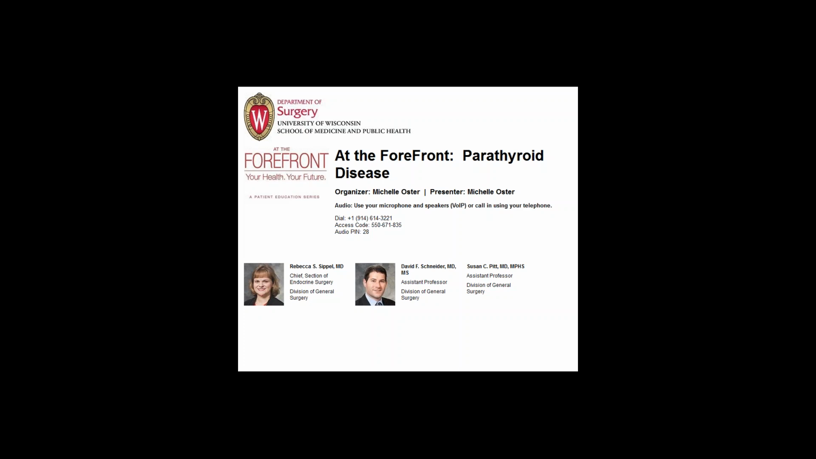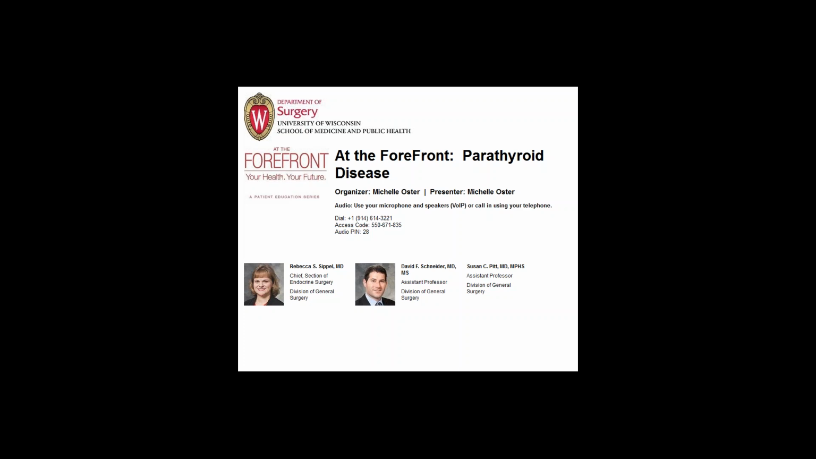So to start with better imaging, Dr. Schneider touched on, Sestamibi scans are something that we've used for a while. Most recently, the 4D CT scans are one of the most up-to-date imaging techniques. And you can see here, this is a parathyroid, and depending upon the phase of the scan, the parathyroid has a specific characteristic in terms of how the contrast washes out and helps us identify it from the vessels in the neck.